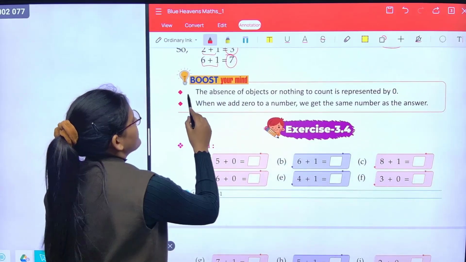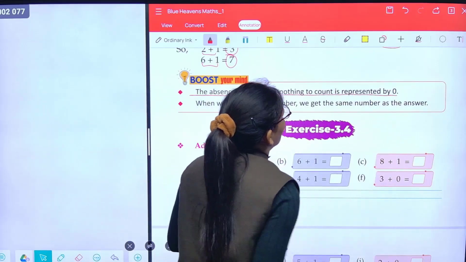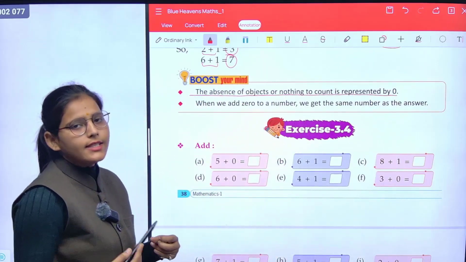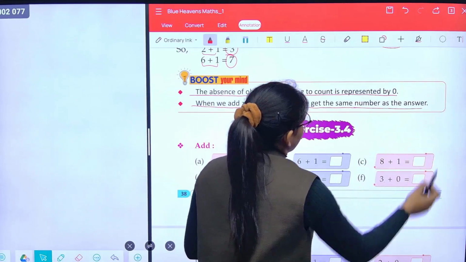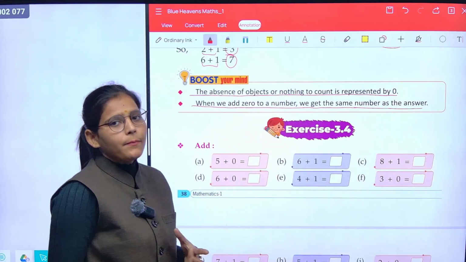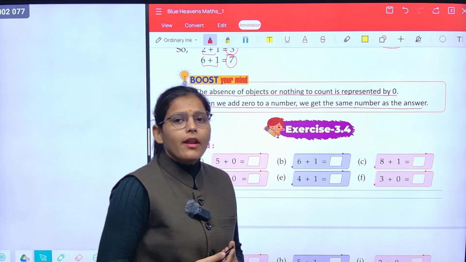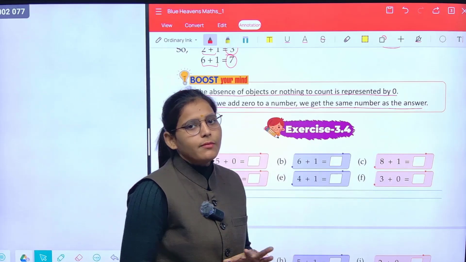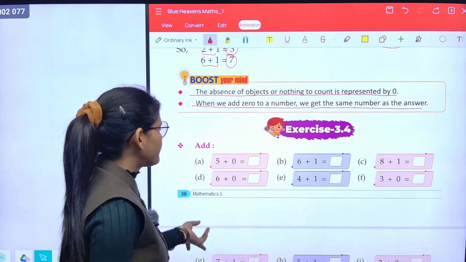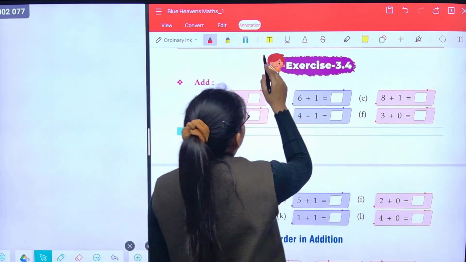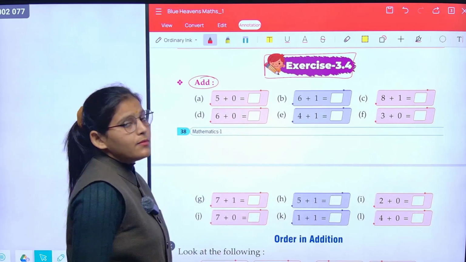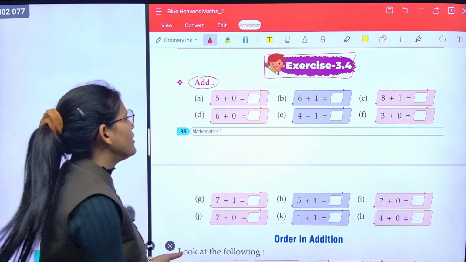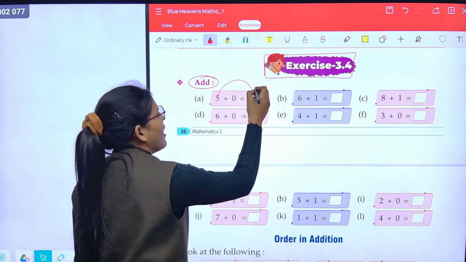Now the absence of objects or nothing, its count is represented by 0. When we add 0 to a number, we get the same number as the answer. It means the number itself. Come on, exercise 3.4. Add 5 plus 0. Whenever we add 0 to a digit, that number is our answer.